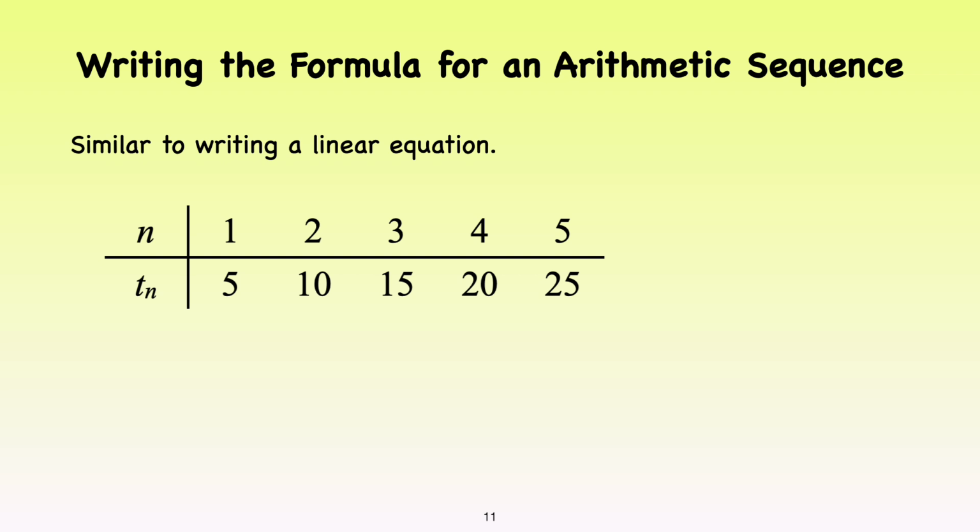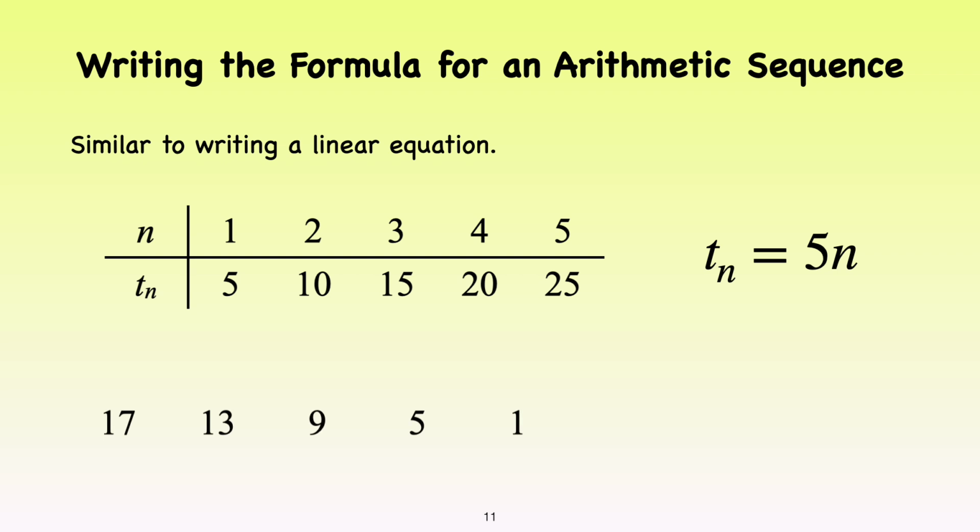What must I do to 1 to get 5? And to 4 to get 20? The answer is just multiply by 5. So the nth term of the sequence can be found by multiplying n by 5. This formula gives me each term of the sequence.